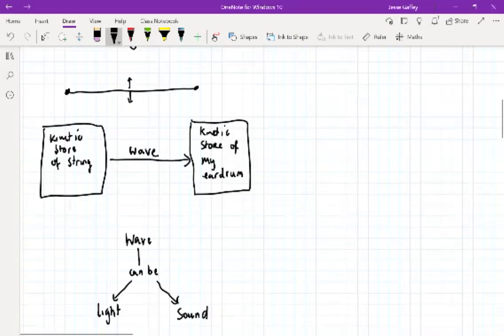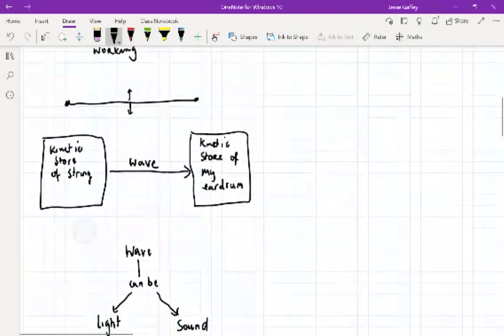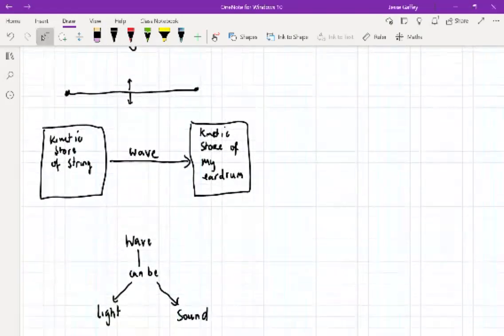Okay, so sound is an example of a wave. Sound is an energy transfer that transfers energy from the kinetic store of a string to the kinetic store of my eardrum. So that is the third type of energy transfer, wave transfer. The types of waves are light and sound.